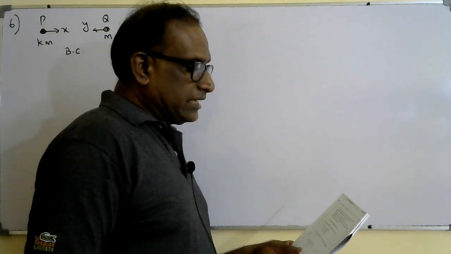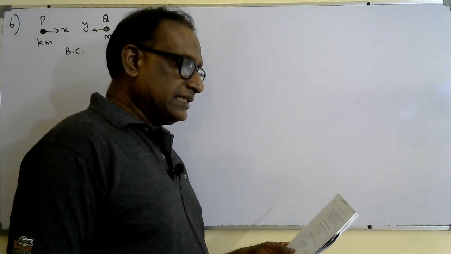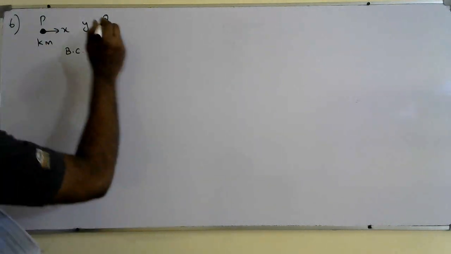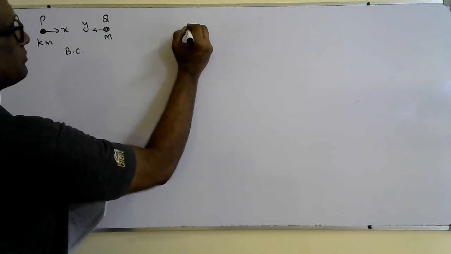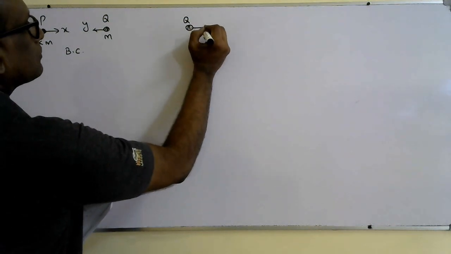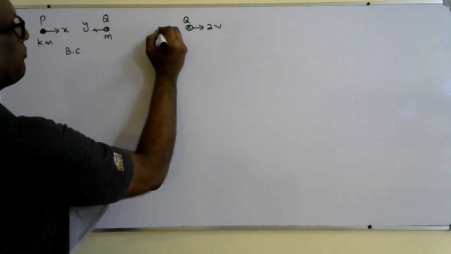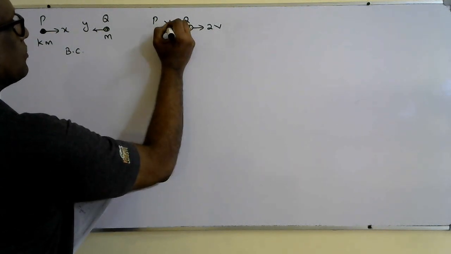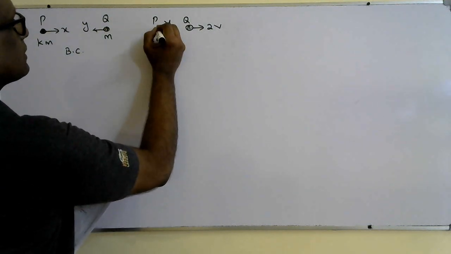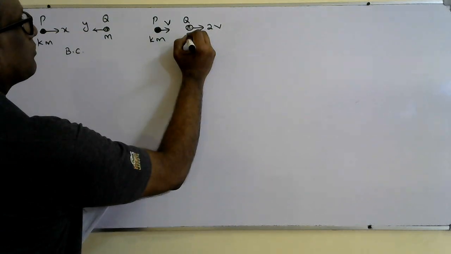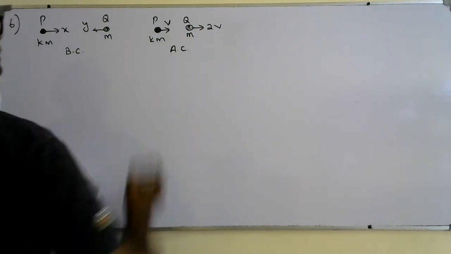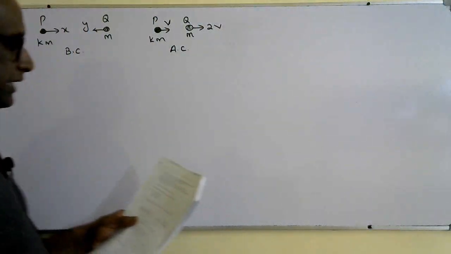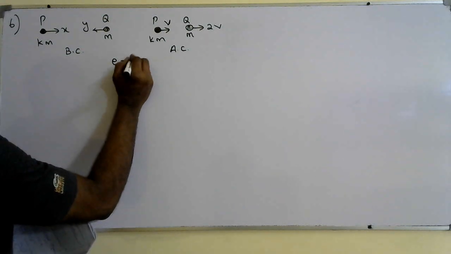Okay, immediately after collision, P and Q are moving in the same direction. The speed of P is v and the speed of Q is 2v. So the speed of Q is 2v and the speed of P is v. The mass is km, and this is m. This is after collision. The coefficient of restitution between P and Q is 1 over 5, so e equals 1 over 5, given.